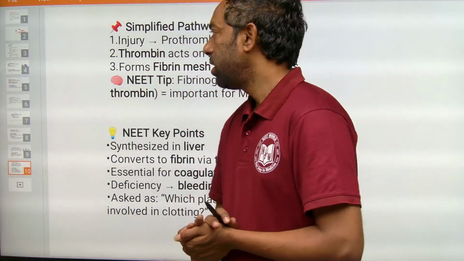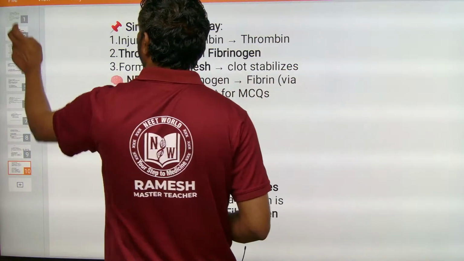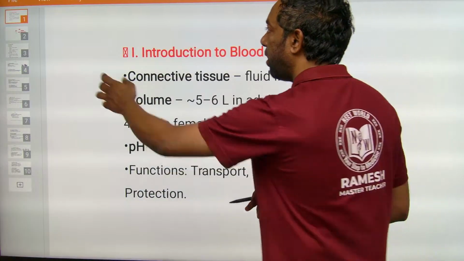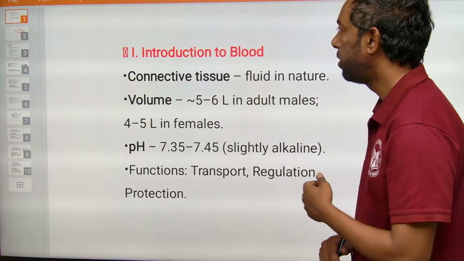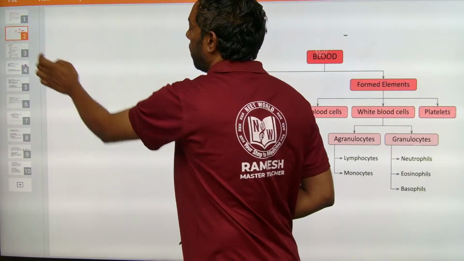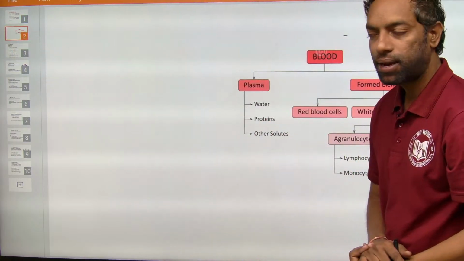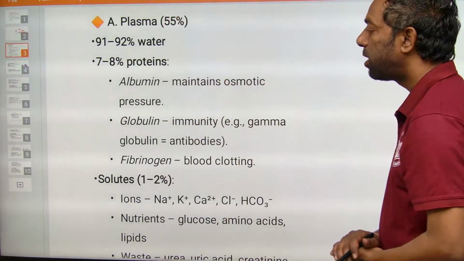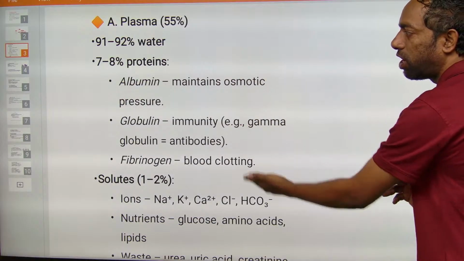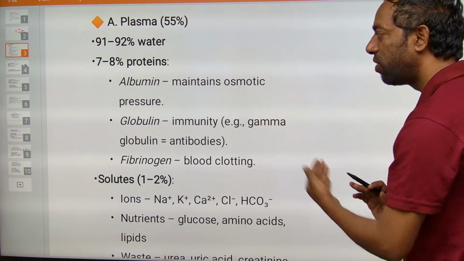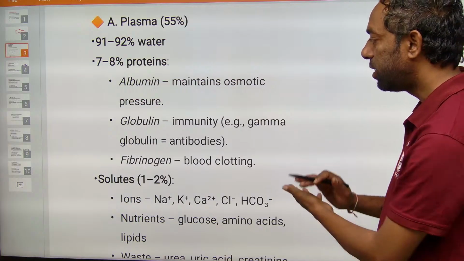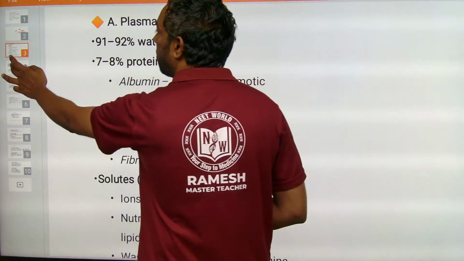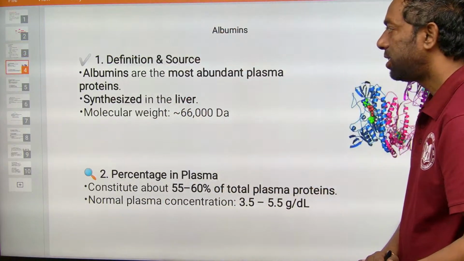Guys, we completed today's session, which is the introduction of blood and composition of blood, and plasma. What is plasma? In the plasma, what proteins are there? Albumin, globulin and fibrinogen. These are the solutes in the plasma, the plasma proteins.